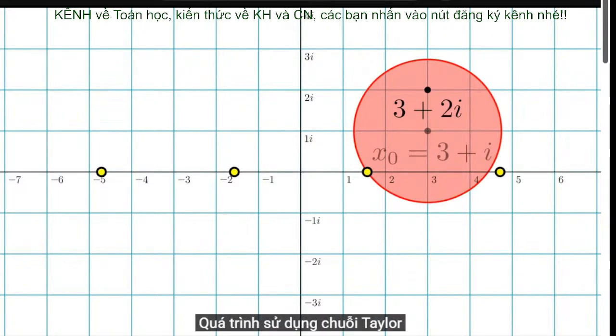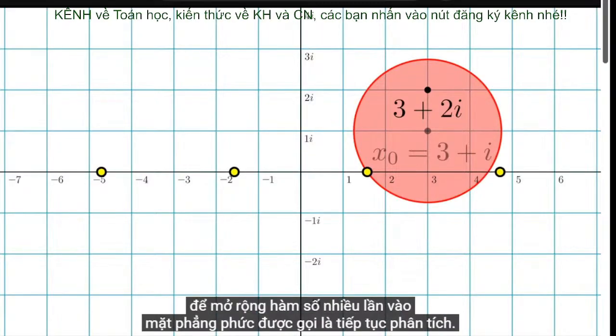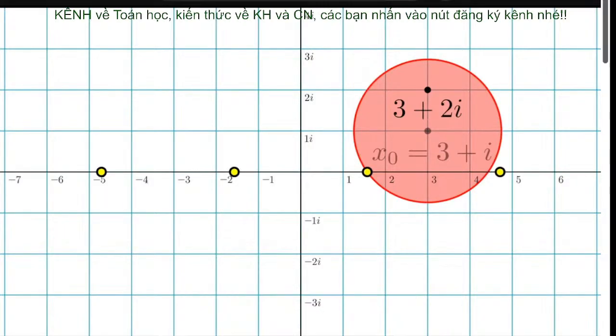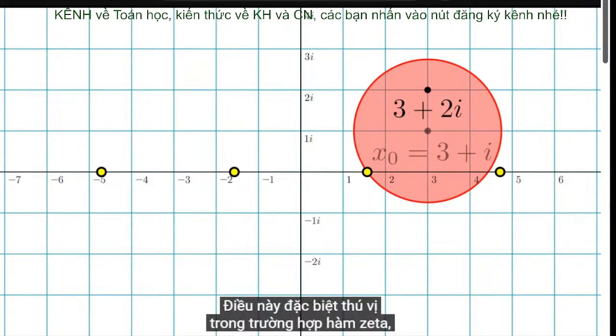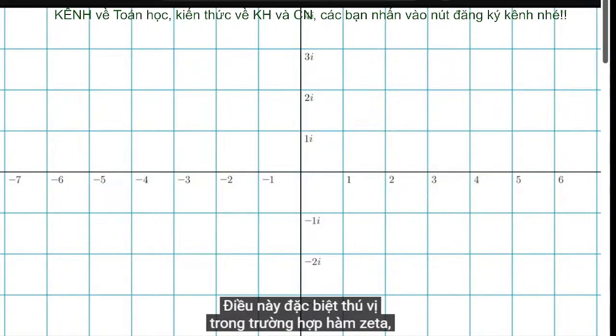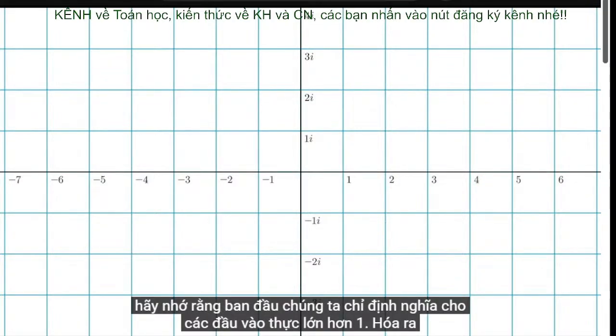This process of using Taylor series to repeatedly extend a function into the complex plane is called analytic continuation. This is particularly interesting in the case of the zeta function, which, remember, we originally only defined for real inputs greater than 1.